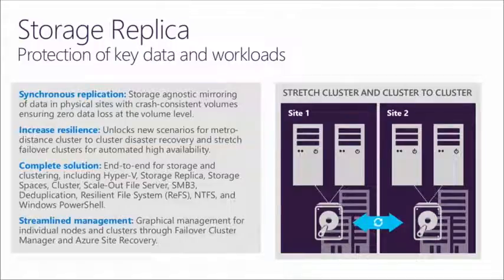So you could be using your local D drive that's a local disk within the chassis. It could be from a file server. It could be from a Fibre Channel volume, whatever it may be. Storage agnostic mirroring of data across sites with crash consistent volumes, ensuring 0 data loss at the volume level. That's that synchronous replication. Now you can use async if you want, but synchronous is built in the box.